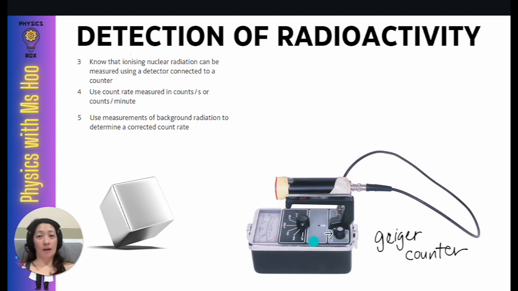Now, when using the Geiger counter to measure the level of radioactivity, this reading is known as the count rate. And the value of this count rate that is shown on the scale is expressed as counts per second or counts per minute. You have to be aware that when using a Geiger counter, obviously it's not only picking up the level of radioactivity from the radioactive material. It also has to include the radioactivity that exists around us, known as background radiation.